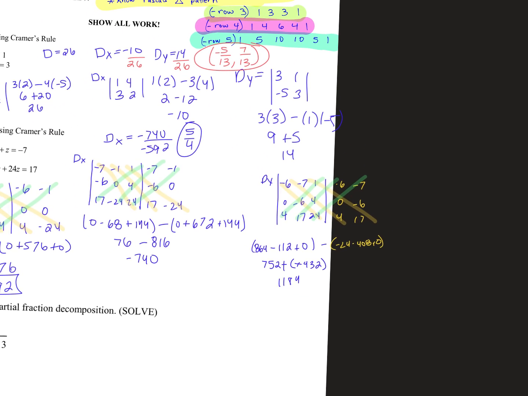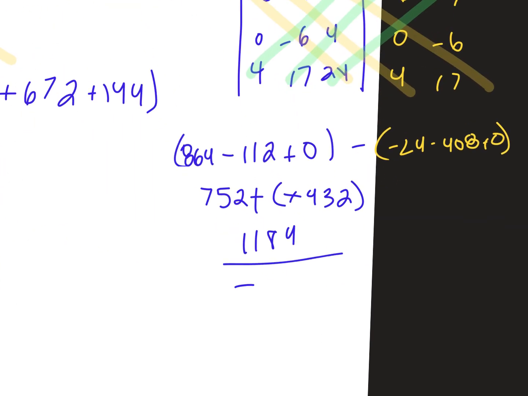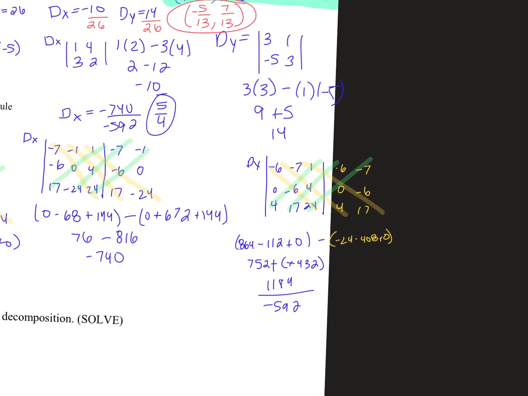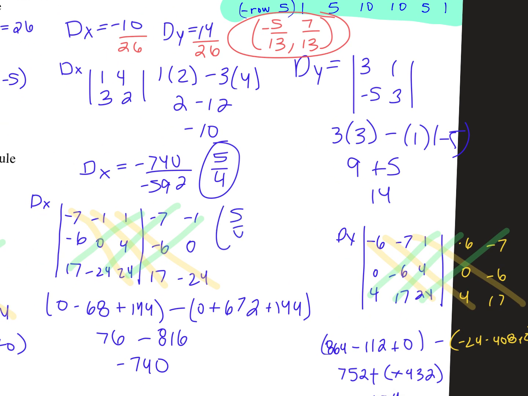What was my determinant from the very beginning? Negative 592. So let's divide this by negative 592. What is 1184 divided by negative 592? Oh, just negative 2? Yeah. All right, so you think that one's probably right as well? Okay, good. So our ordered pair is going to be 5/4, negative 2, and then we're going to find the last part.